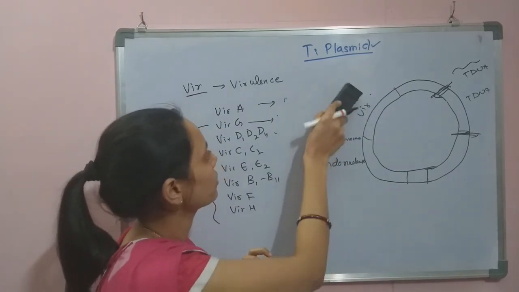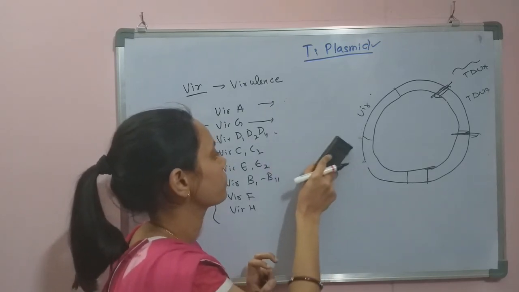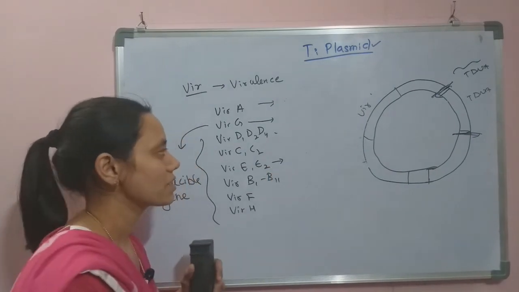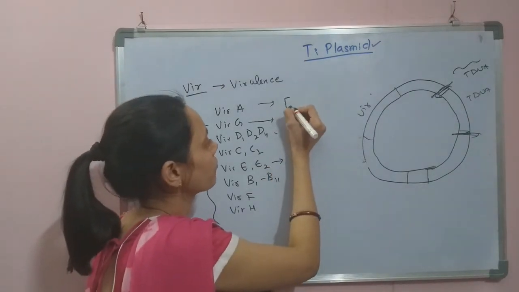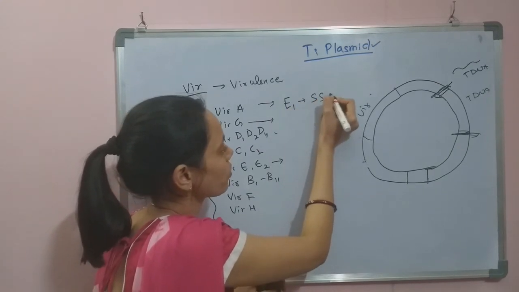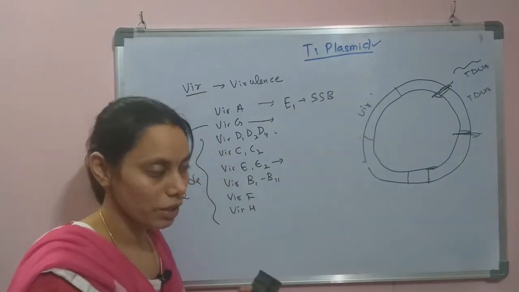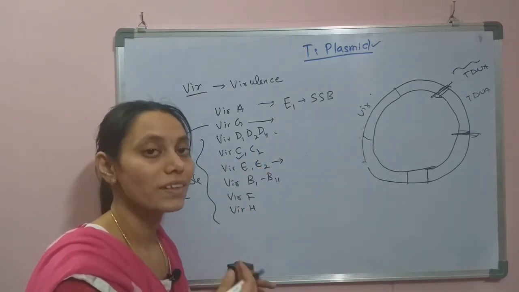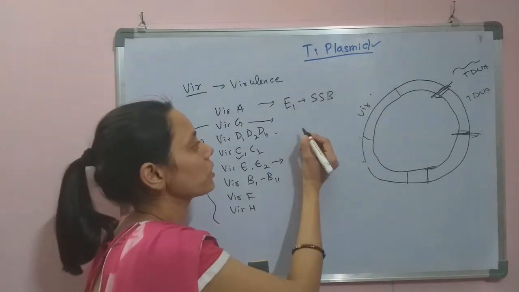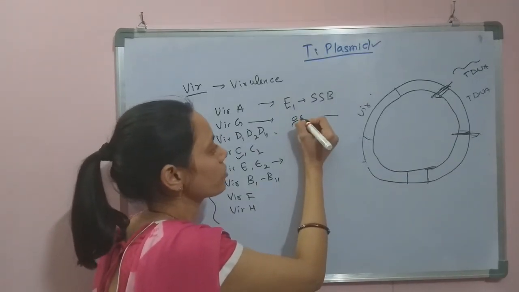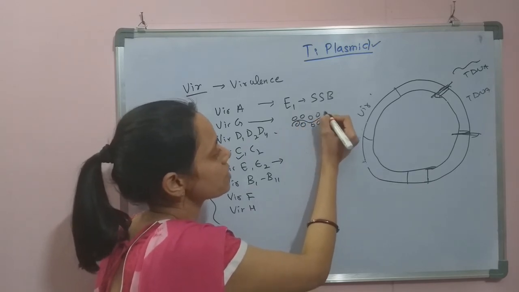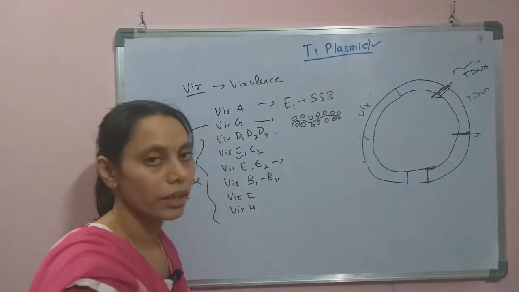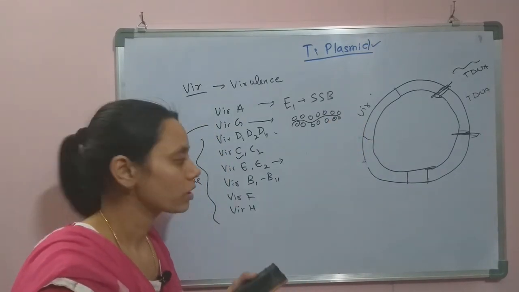Coming to the remaining genes, E1 and E2. The E1 gene is basically an SSB protein, that means single stranded binding protein. As C1 helps the tDNA to be separated into the single stranded form, this E1 will go and bind with this single stranded form of tDNA. So it protects this single stranded DNA from exonucleases, endonucleases and all.